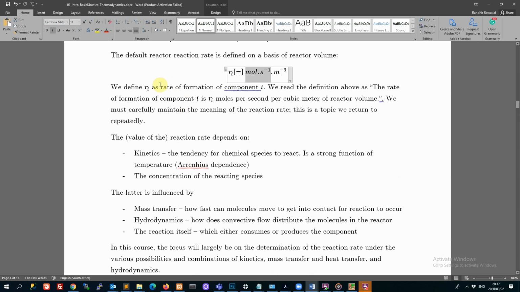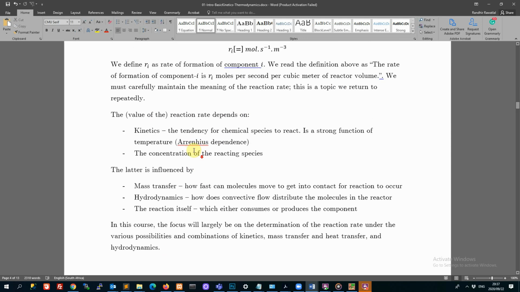So anyway, Ri, we say generally, is the rate of formation. That's the default definition for Ri. It's a rate of formation, and you can define a rate of consumption, but that's not what this is. Ri is the rate of formation, the rate at which our component i is appearing.